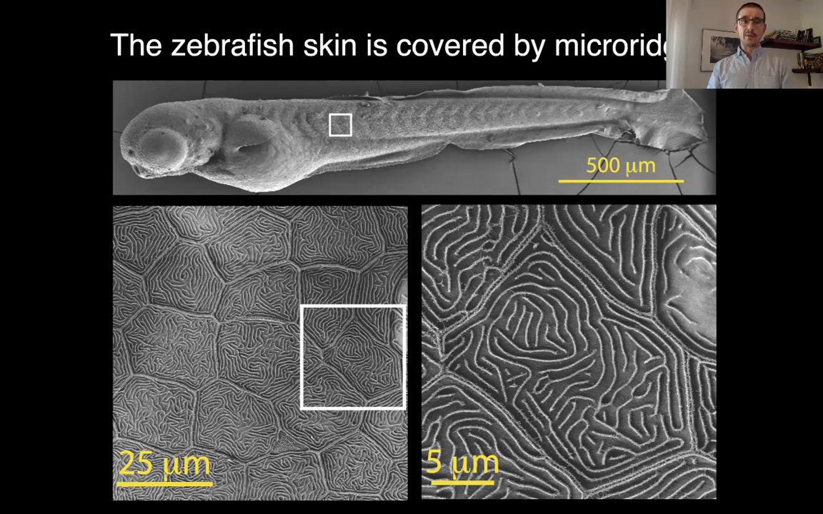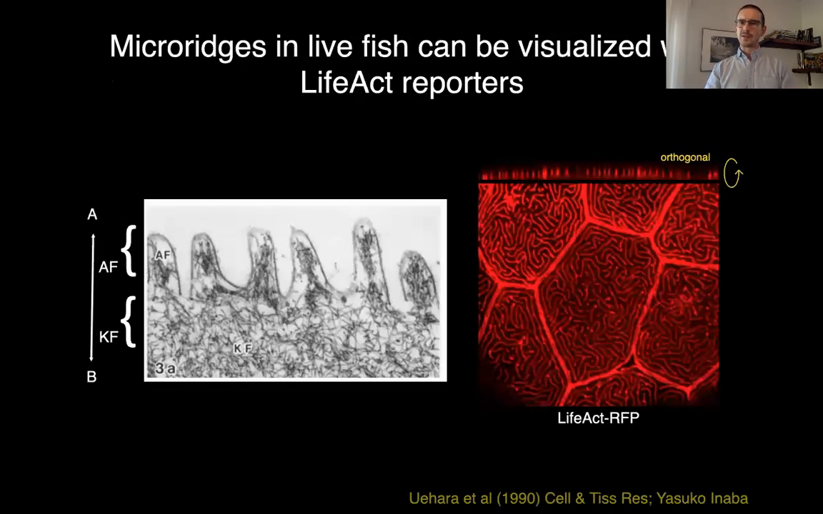But because zebrafish develop outside their mother, and we have a lot of genetic tools to manipulate them, they're ideal for studying these structures. So what you're seeing here is an electron micrograph showing the fish skin. So each of these polygons is the surface of a cell. And you can see in this close-up that these elongated microridge-like structures are arranged in these amazing maze-like patterns.